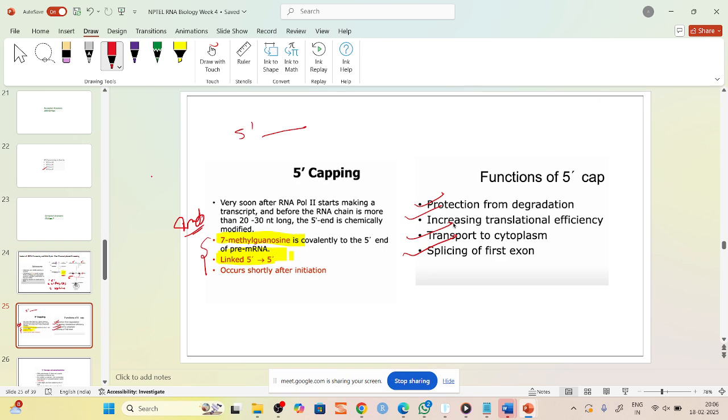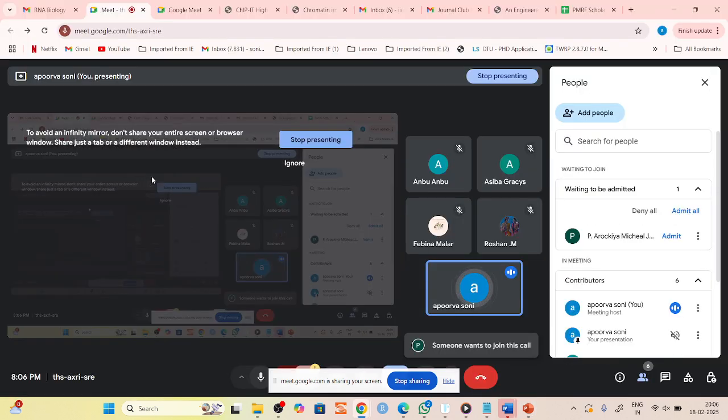So we have covered splicing, and we have covered 5' capping. We will be learning about these modifications in detail in subsequent classes also. Here we are just briefly touching on it. For the students who joined late, just a minute.